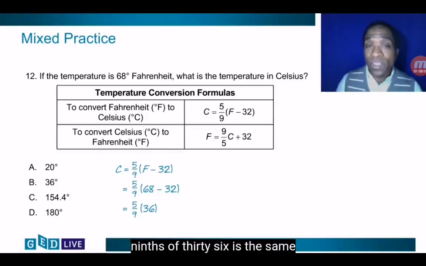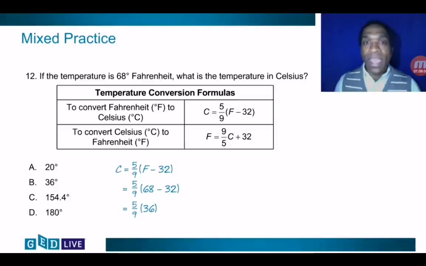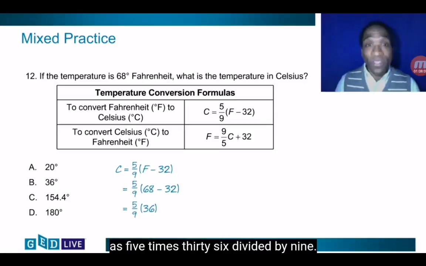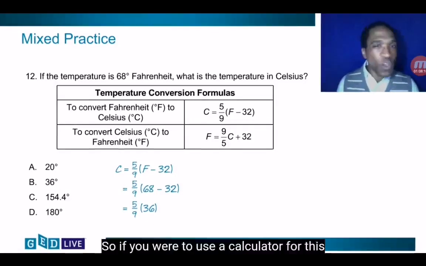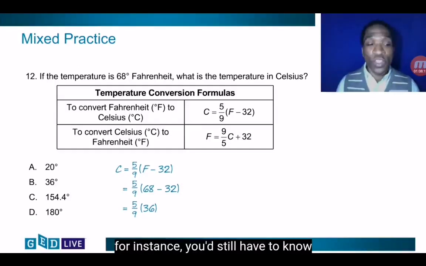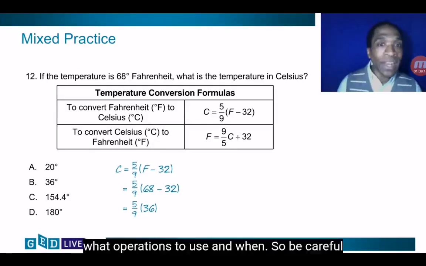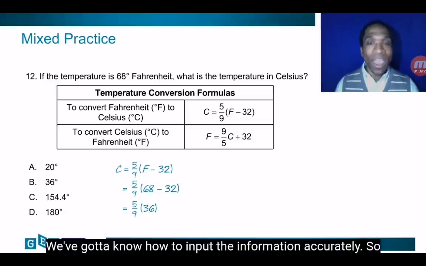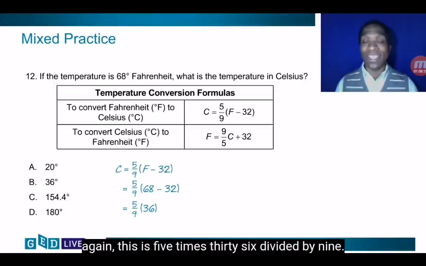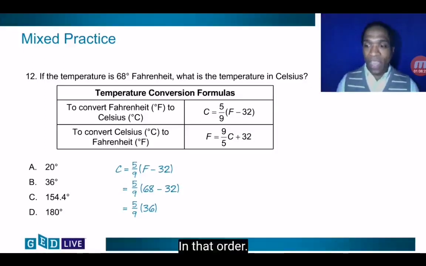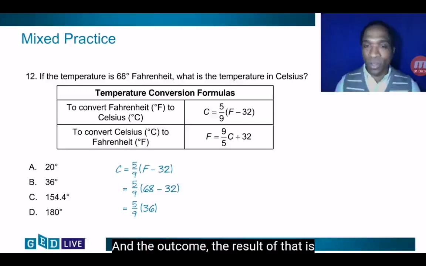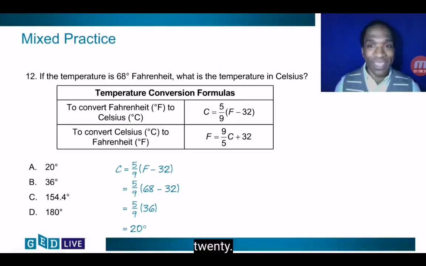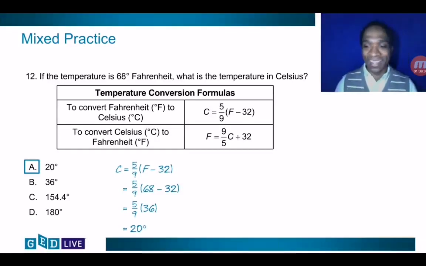Now, 5/9 of 36 is the same as 5 times 36 divided by 9. So if you were to use a calculator for this, for instance, you'd still have to know what operations to use and when. So be careful with that. Even when using the calculator, we've got to know how to input the information accurately. So again, this is 5 times 36 divided by 9 in that order. And the result of that is 20. So the correct answer is A.